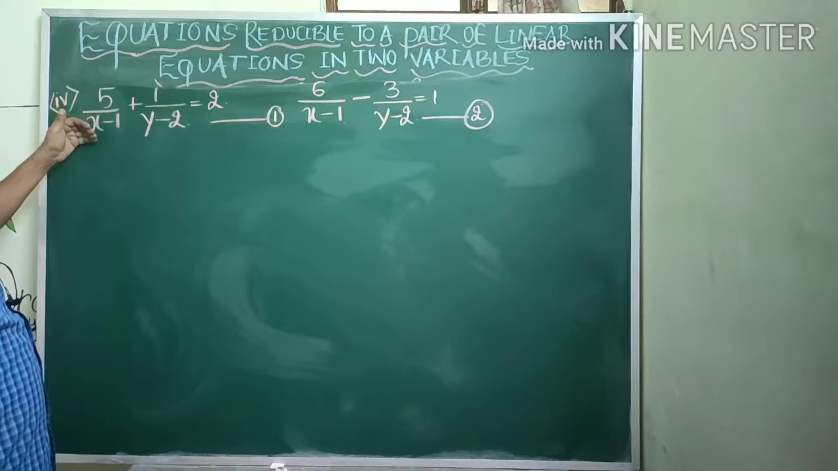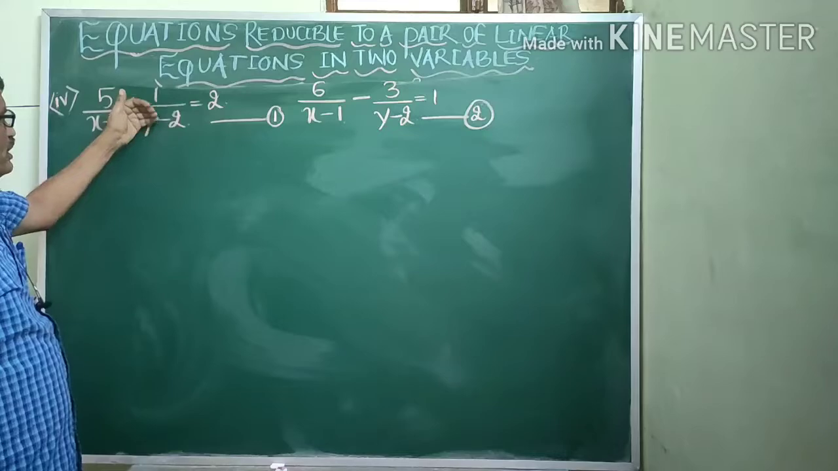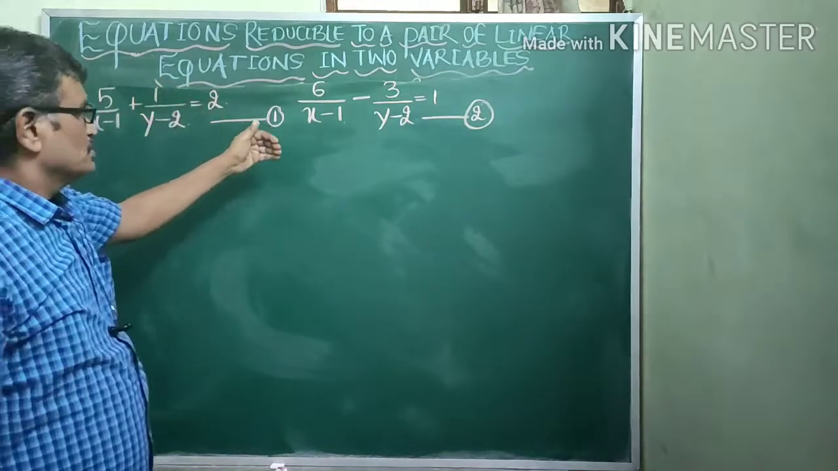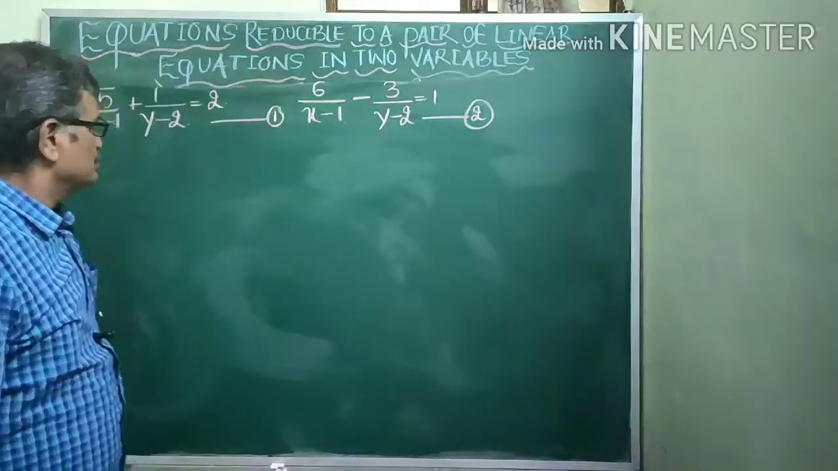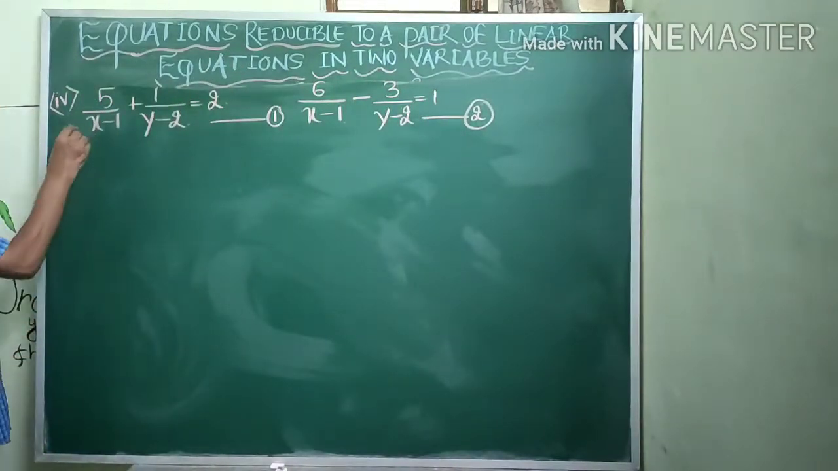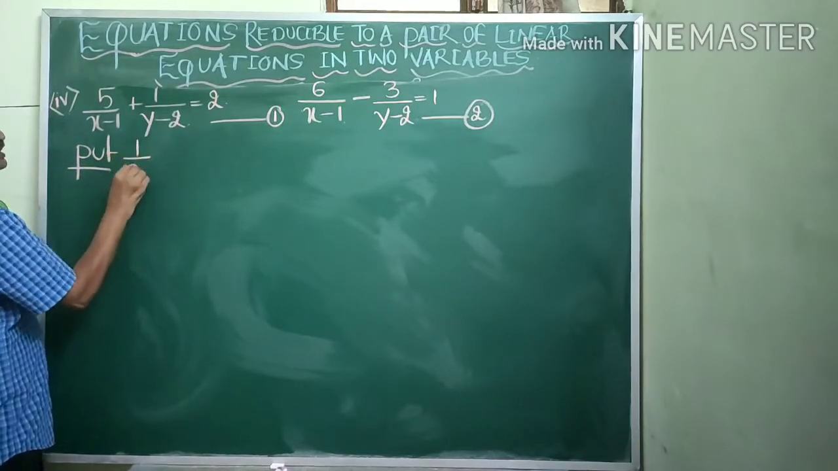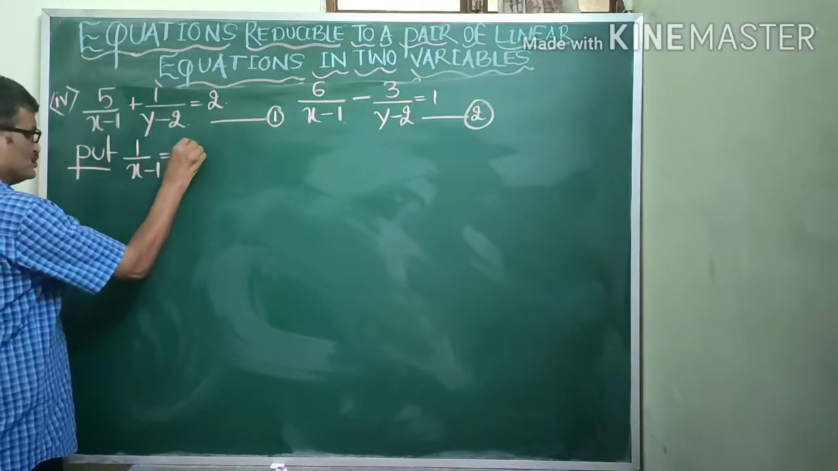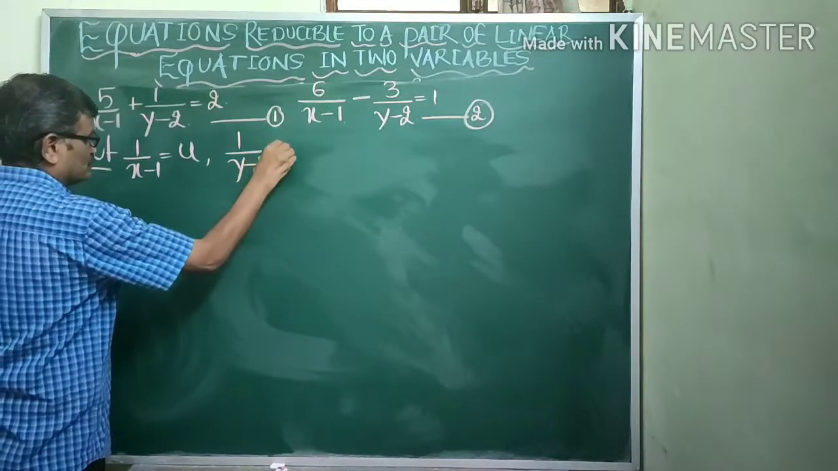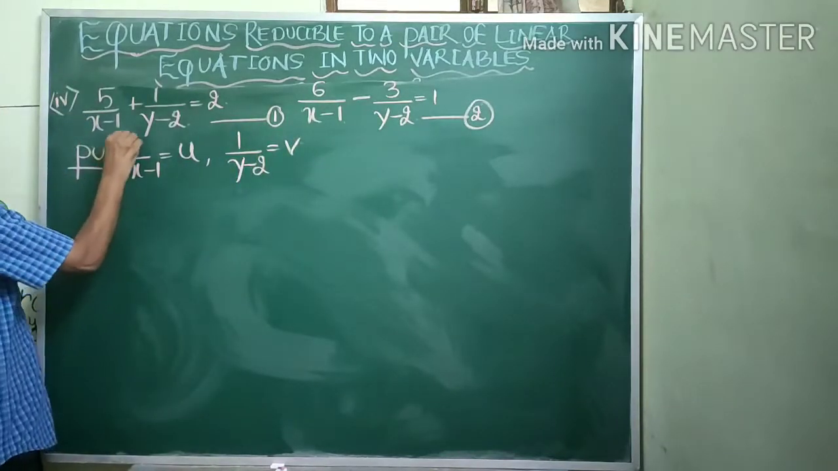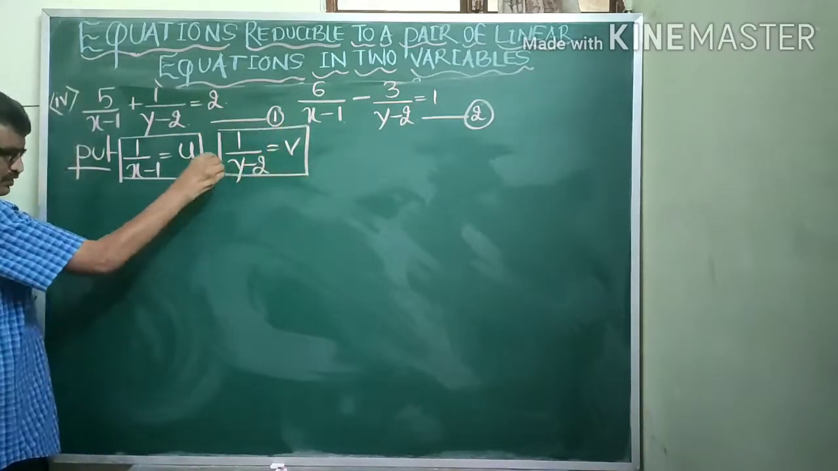In the second example, you can see 5 by x minus 1 plus 1 by y minus 2 is equal to 2. 6 by x minus 1 minus 3 by y minus 2 is equal to 1. Now again the same thing we have to do. Put 1 by x minus 1 as u and 1 by y minus 2 as v. So this formula is fixed. In order to reduce an equation to a pair of linear equations in two variables, this formula is fixed.